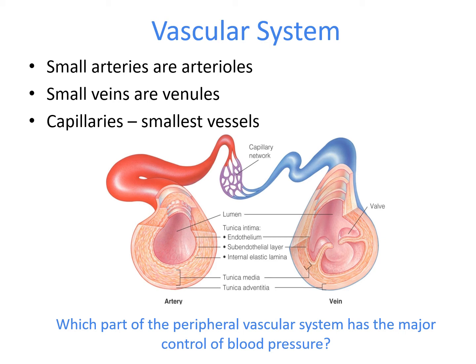So I have a question for you. Which part of the peripheral vascular system, as you see demonstrated in this picture, has the major control of blood pressure? Well, I hope you're thinking arterioles. In fact, the arterioles exert the major control over arterial blood pressure.